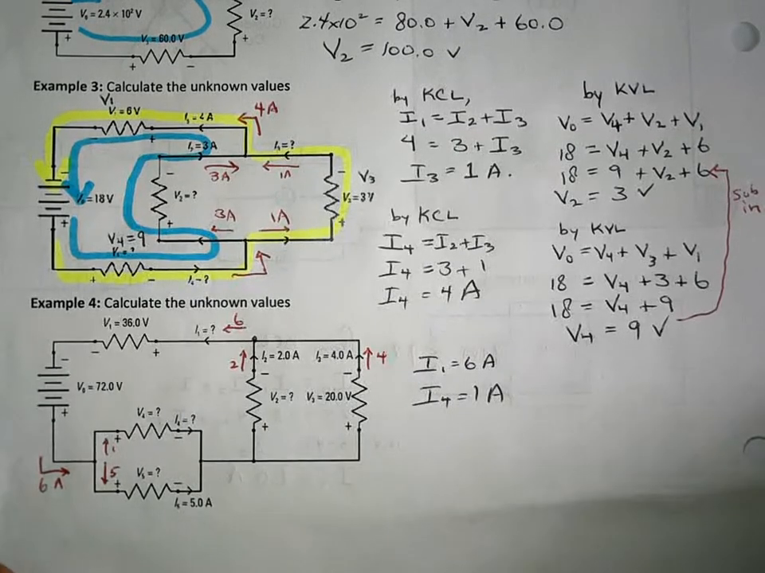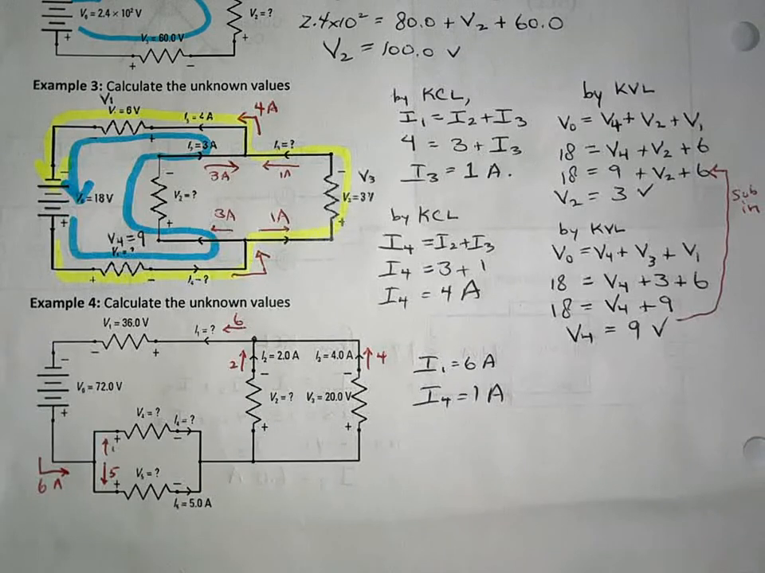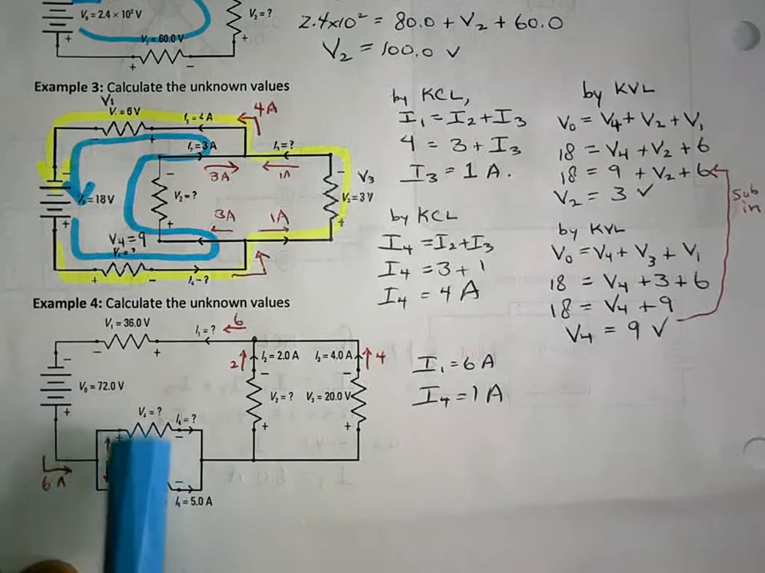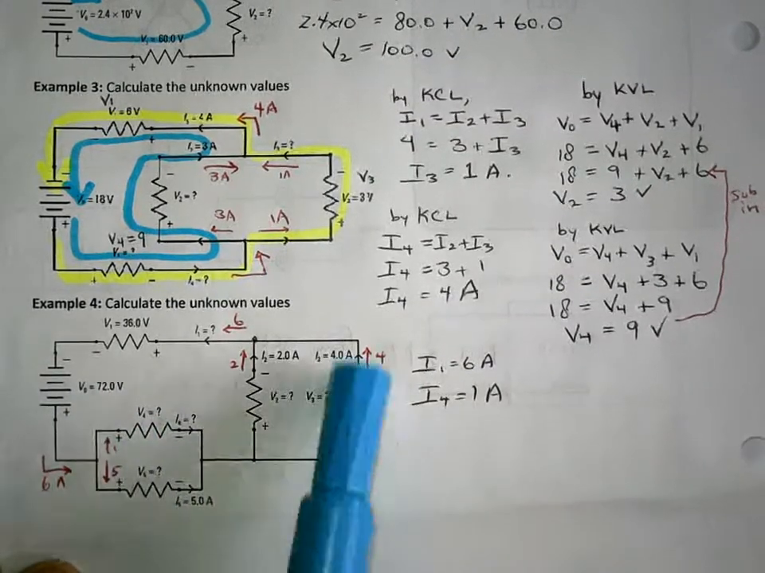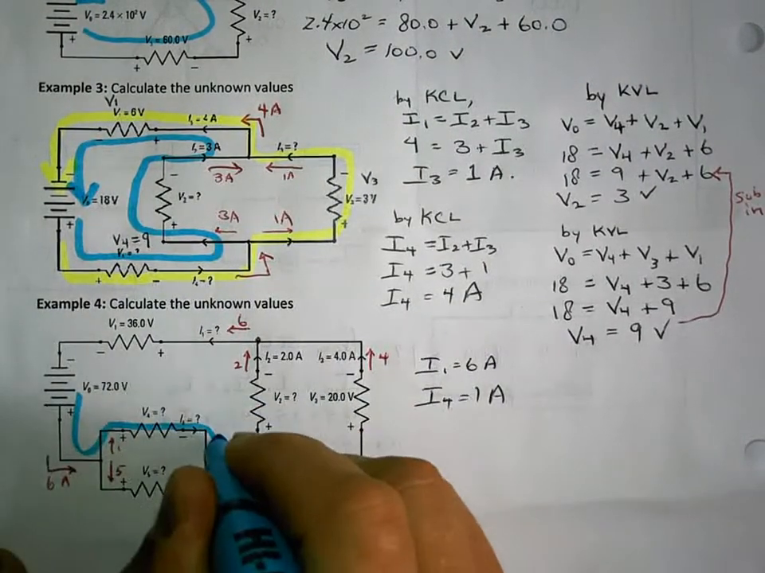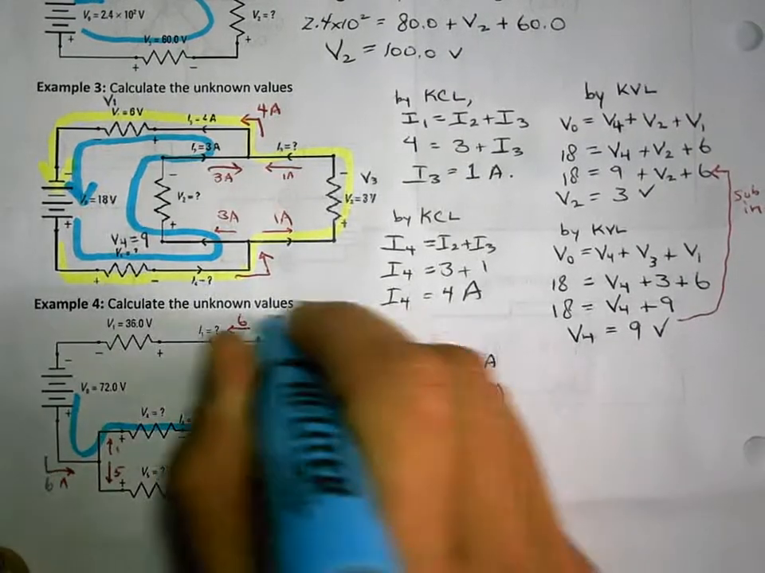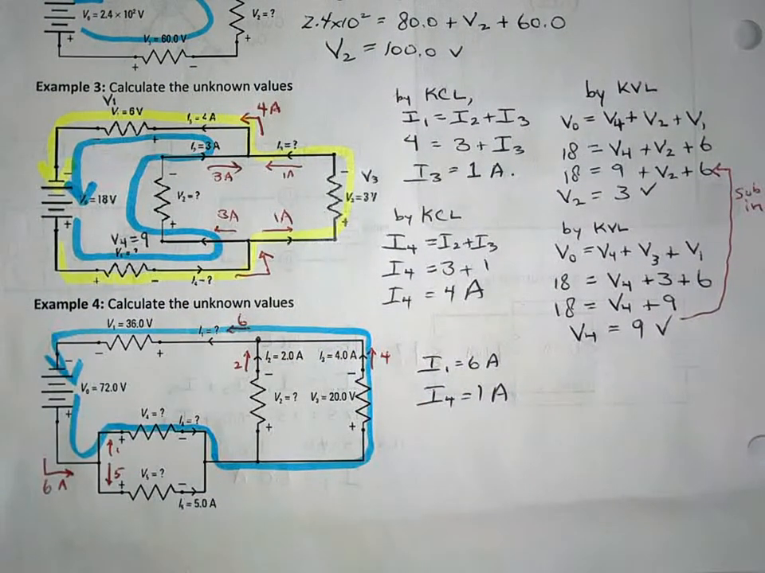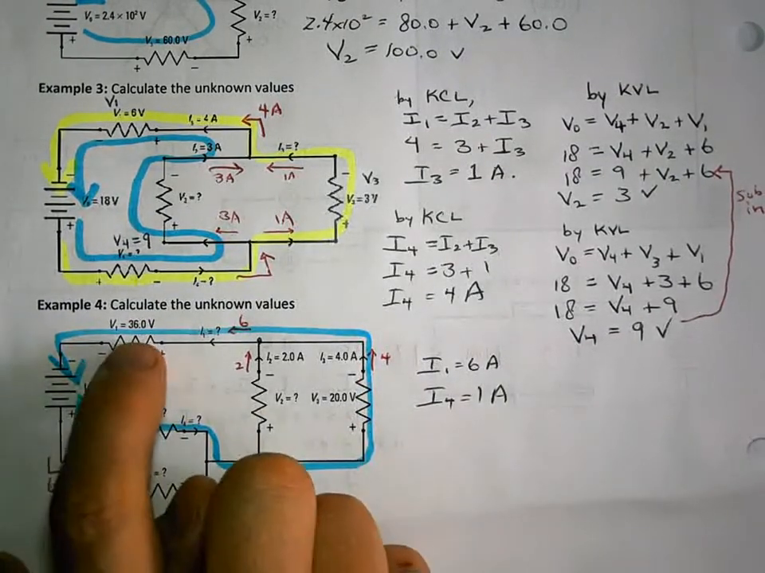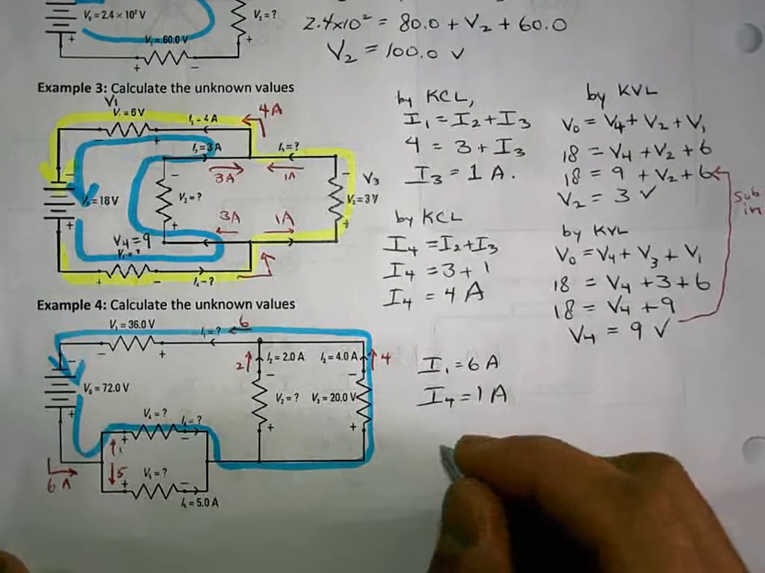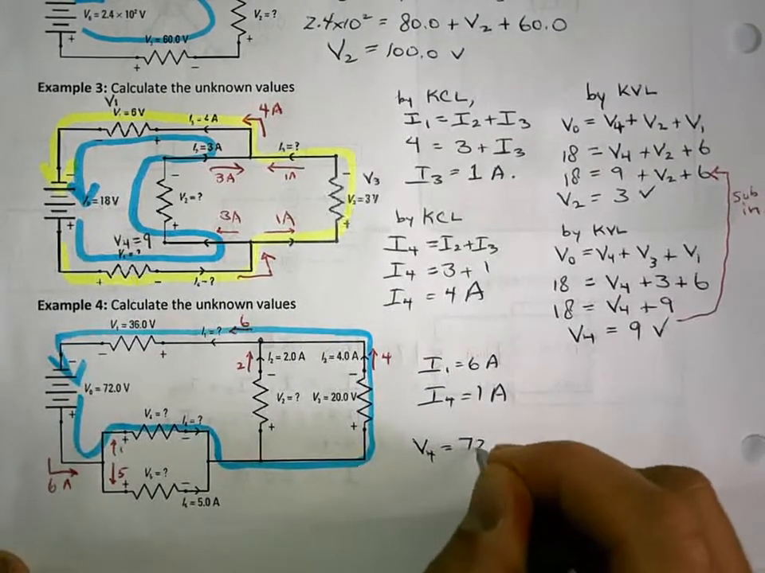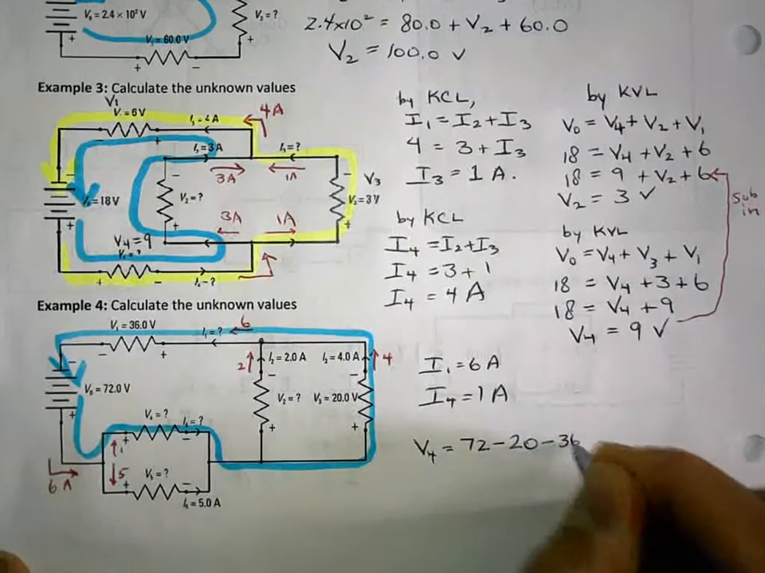Again, we could draw loops maybe to help us understand this. Let's look for a loop that has one unknown. So both these voltages are unknown. Then this voltage is known. Okay, so let's look at this loop. Let's go like this. So I have $72. I spend some of it here, then 20, then 36. So what are we solving for? V4 is equal to 72 minus 20 minus 36.